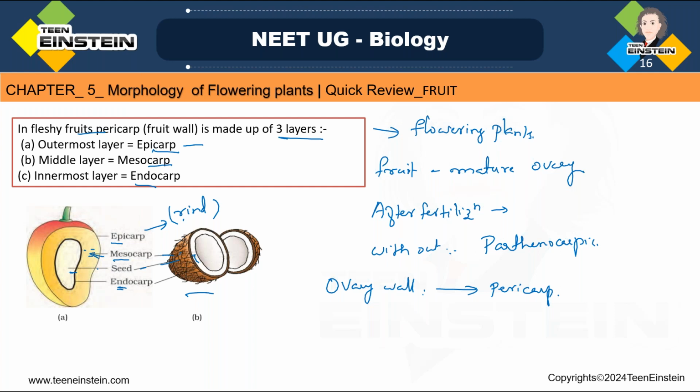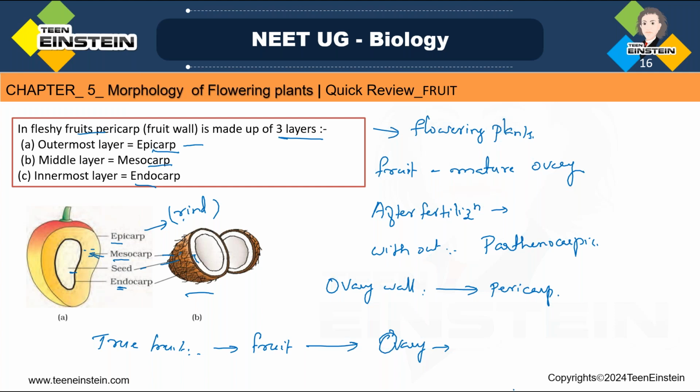Then the true fruit, and there is a concept of true fruit. What is that? When the fruit is developed only from the ovary, then that type of fruit is called a true fruit. Fruit develops only from the ovary, that is called a true fruit. Okay, like in mango, coconut and all, you can see the true fruit.